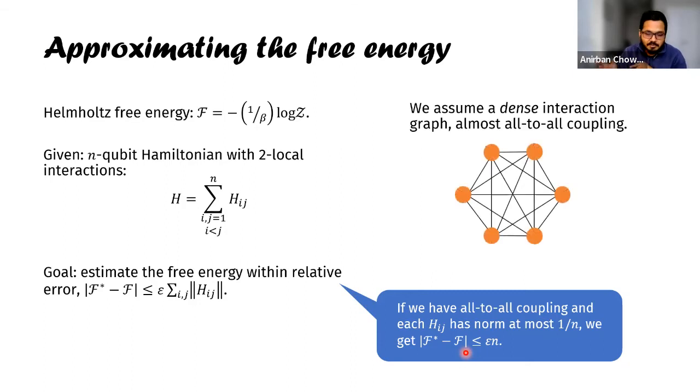And we'll make a further restriction, that the Hamiltonian is dense, which means that we have almost all-to-all coupling. So this graph denotes where every qubit lying on a vertex is interacting with every other via this edge denoting an interaction. If we now remove a few of these interactions or these edges, we get a dense graph or a dense Hamiltonian. And we're going to solve the free energy problem for such a graph.